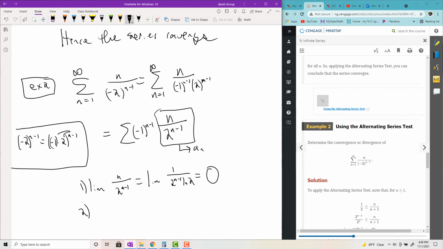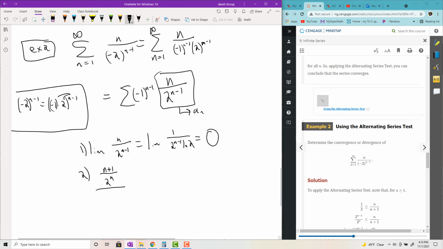Secondly, you could do, again, I would do a ratio test. So a sub n plus 1, wherever you see an n, you're putting n plus 1. So n plus 1 all over 2 to the n plus 1 minus 1, which is just 2 to the n, and then all over n all over 2 to the n minus 1, right? So you could rewrite that doing reciprocals. You have n plus 1 over 2 to the n times 2 to the n minus 1 all over n.